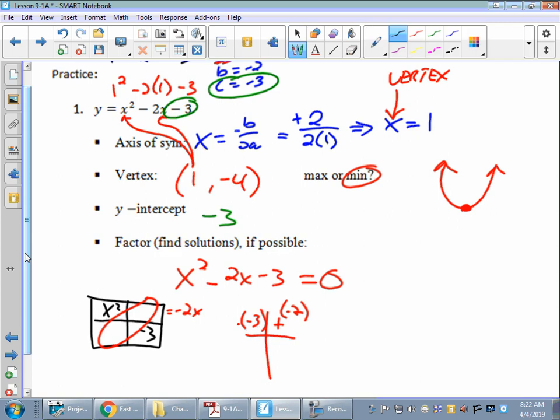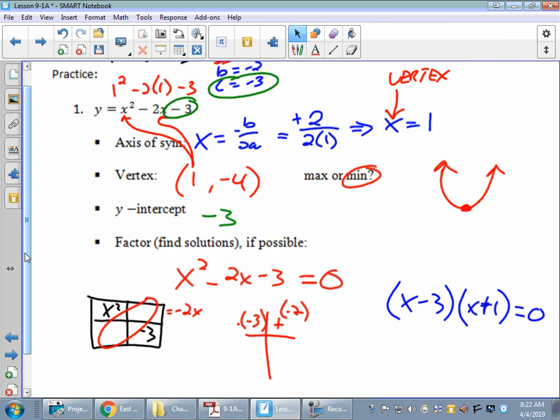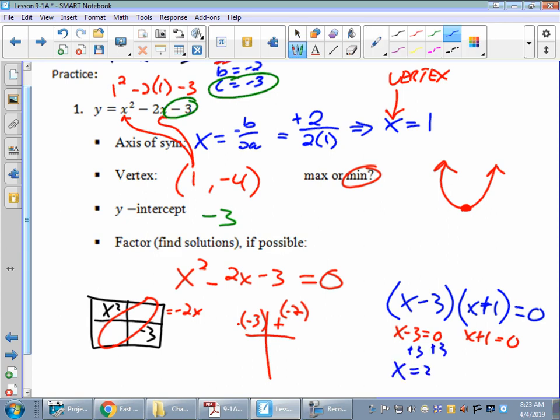But I'm going to skip ahead here and say that when you factor this, you're going to get x minus 3, x plus 1 equals 0. And then we know how to solve these as well. We have x minus 3 equals 0, x plus 1 equals 0. When we solve this, we just simply add 3 to both sides, so x equals 3. And over here, we subtract 1 from each side, so x equals negative 1. So now in my solutions, I would have negative 1 and 3.